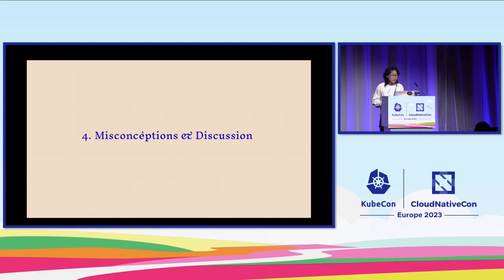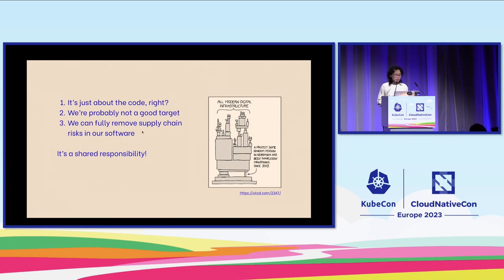Cool, we're at the very last part of the discussion here, and it's about misconceptions and discussion, and I think misconception is a little bit of a misnomer. What it's more about is things to think about as we dive deeper into the conversation, now that we have context. So, it's just about the code, right? No. As we see in the case with SolarWinds, it's about all the stuff that went in before the consumer gets the package, and making sure that it's not tampered with.